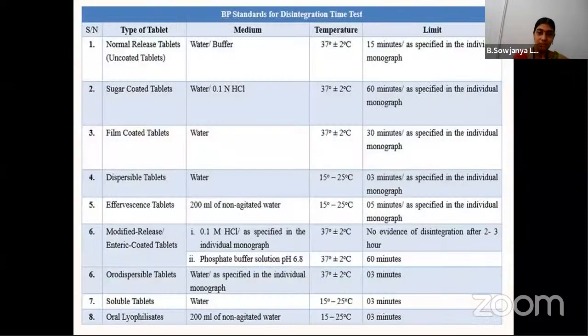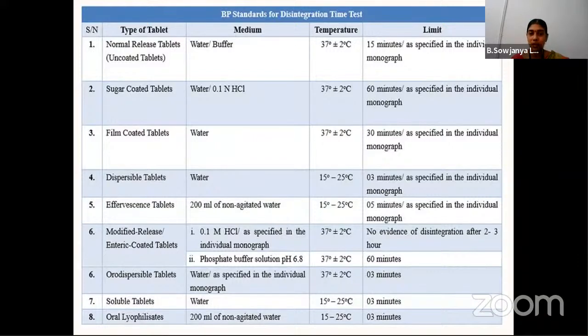And this is the medium and maintenance of the temperature and the limits that is followed in case of BP. So these are the British Pharmacopoeial standards for the disintegration time test. Normal release tablets, like the uncoated tablets. Here the medium is water or buffer. The temperature maintained here is 37 degrees plus or minus 2 degrees variation. Within 15 minutes, the drug gets completely disintegrated, and it is specified in the monograph.